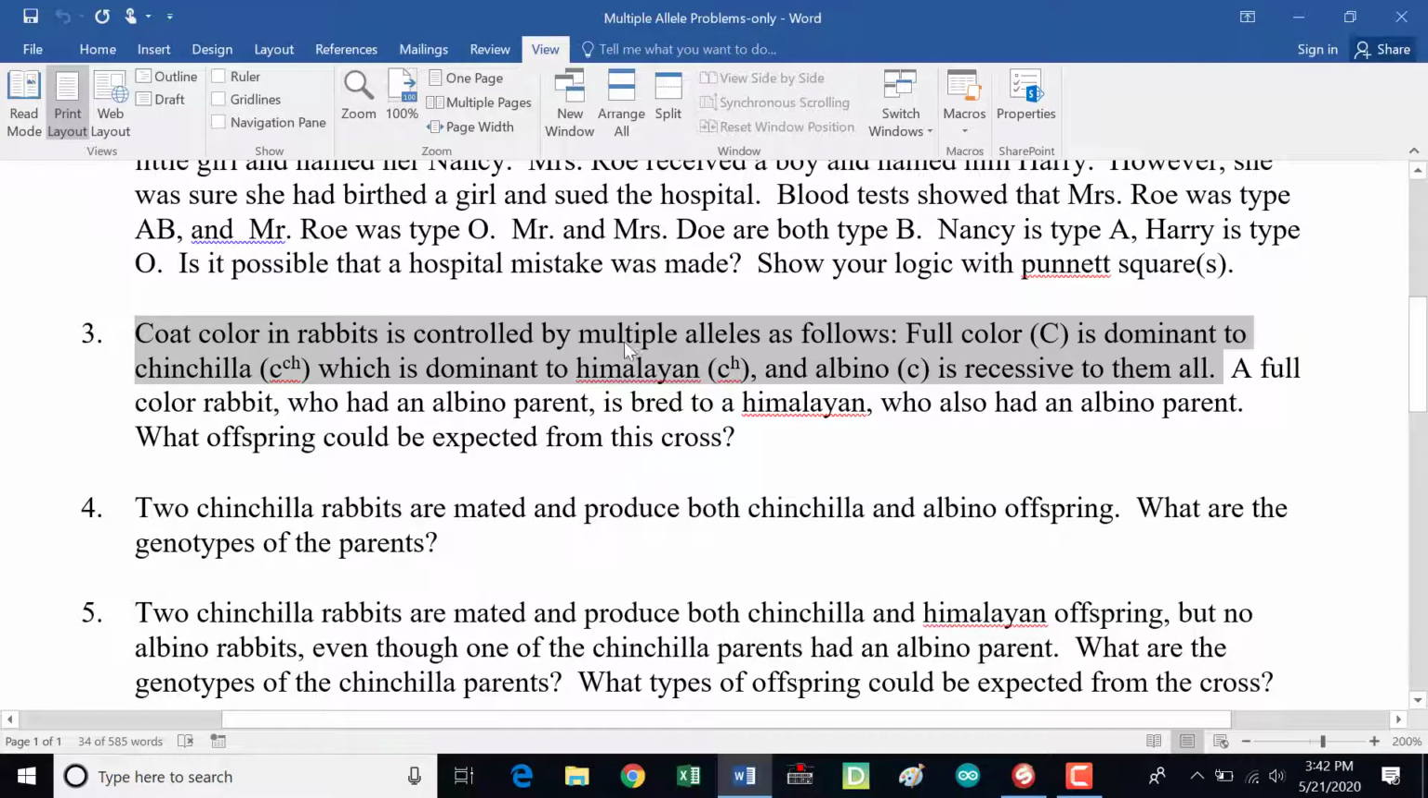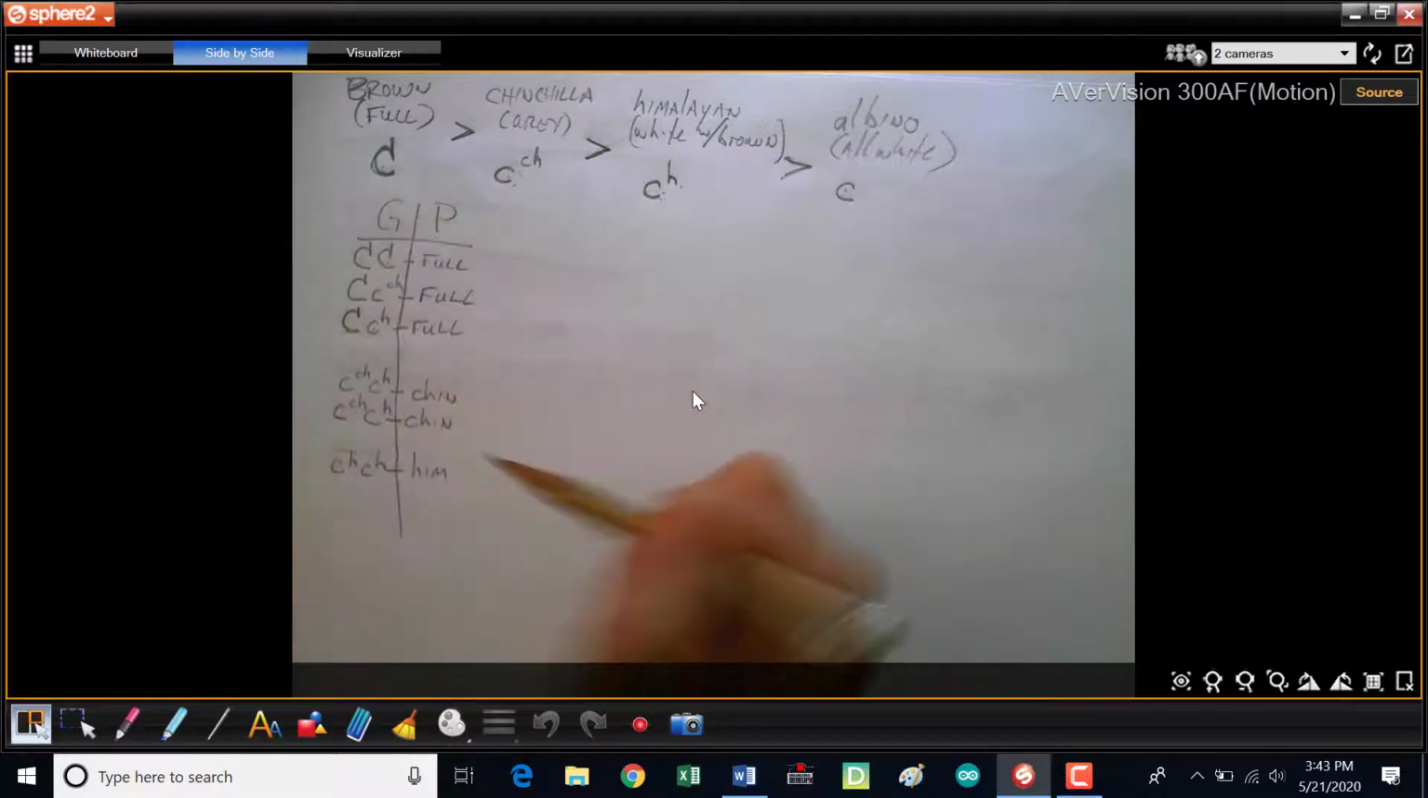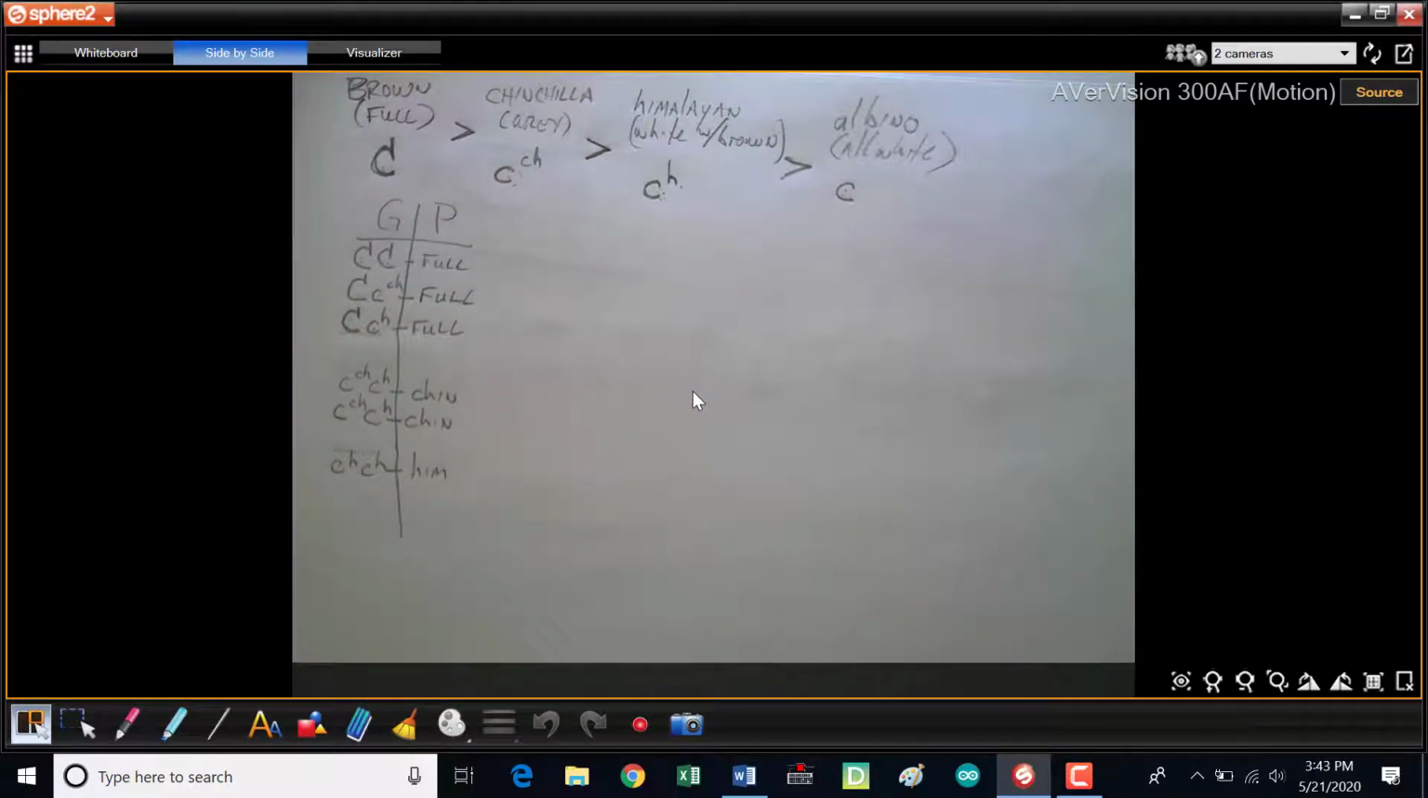Coat color in rabbits is controlled by multiple alleles. More than two is what we mean by multiple. In this case, there are 4 possible. Full color is dominant to chinchilla, which is dominant to Himalayan, and albino is recessive to them all. That's absolutely consistent with what I've written here so far. The only thing I haven't done is complete my GP chart. This, by the way, my students, is why I always make out a GP chart, because once you start doing more complex genetics, you need to keep track of all the possibilities.